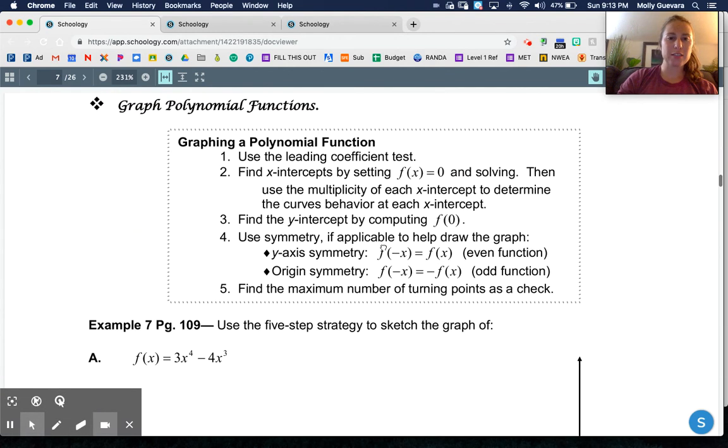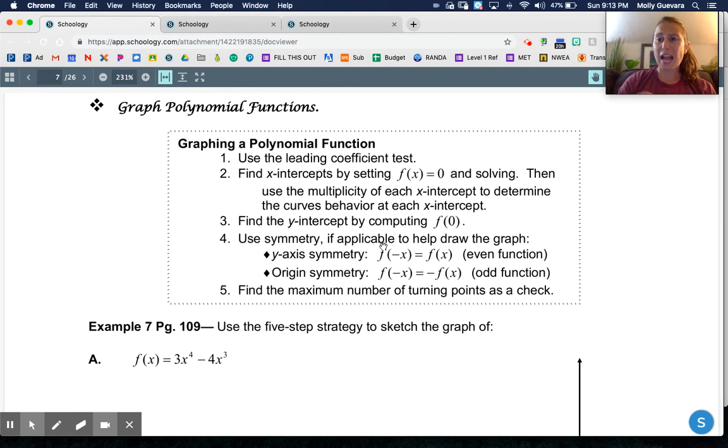Okay, the last thing we're going to look at is how do I graph all of this, right? This is a lot, okay? So we have what we call the 5-step strategy here. First thing that we do is we use the leading coefficient test. What does the end behavior look like? What is the degree? What is the leading coefficient?